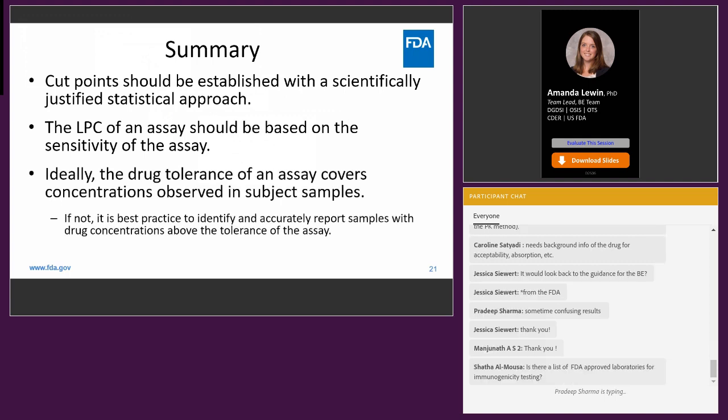Ideally, drug tolerance should be established to cover concentrations observed in subject samples. As I just covered, though, we understand there are limitations. In those cases, the firm should do their best to accurately report the data, including any limitations in the reliability.